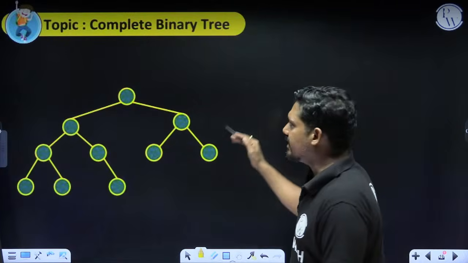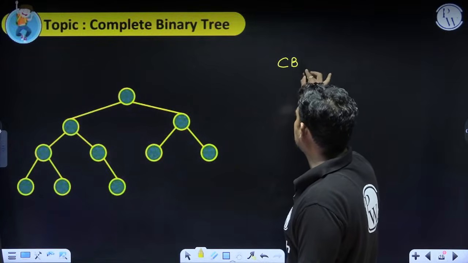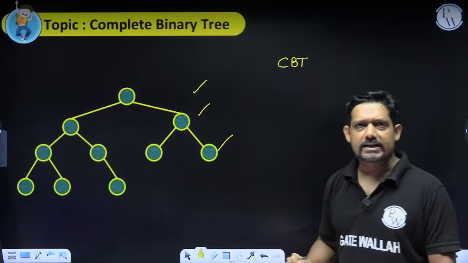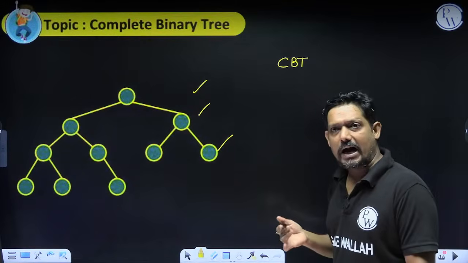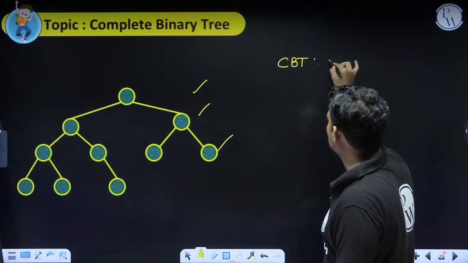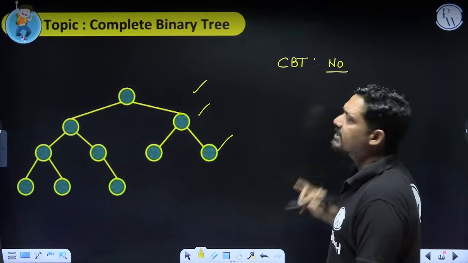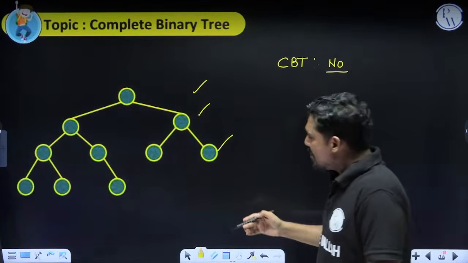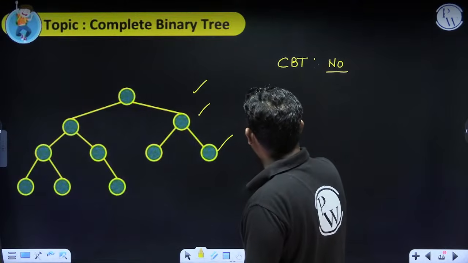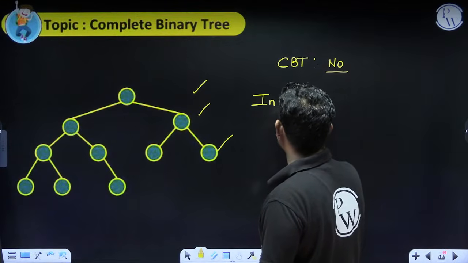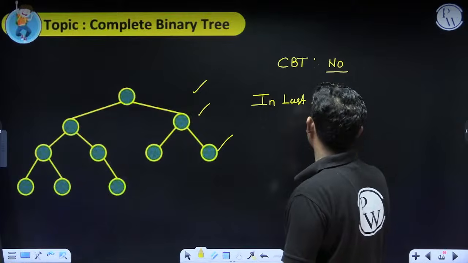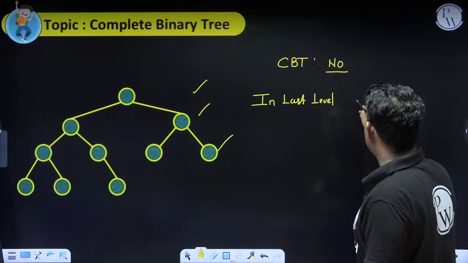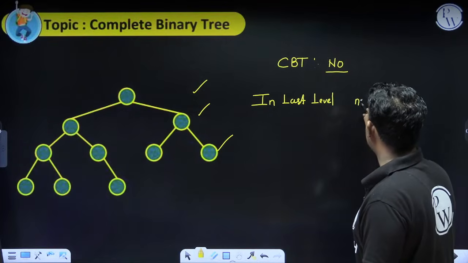Is it a CBT? All levels before the last level are full, full, full. So again, what is the answer in this case? The answer is no, it's not a CBT. Why? Because the definition says that in the last level, nodes must be strictly left to right.